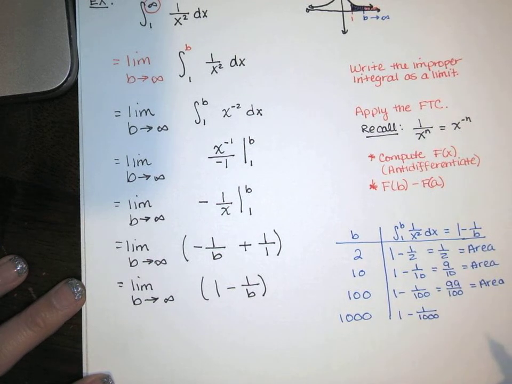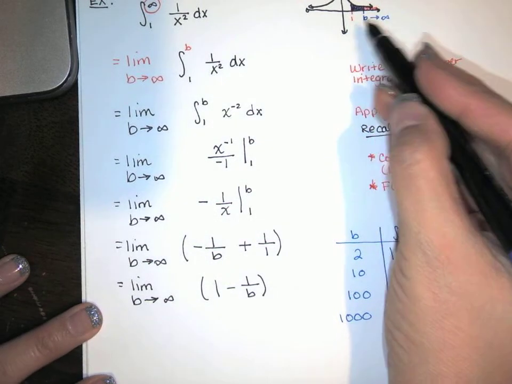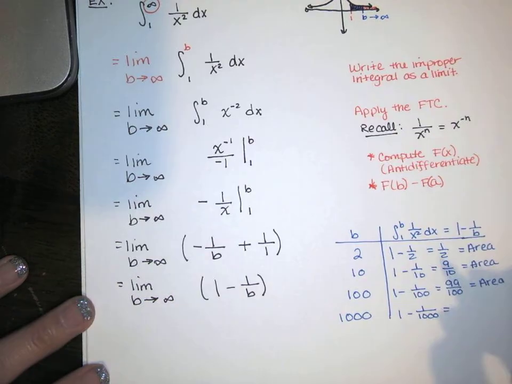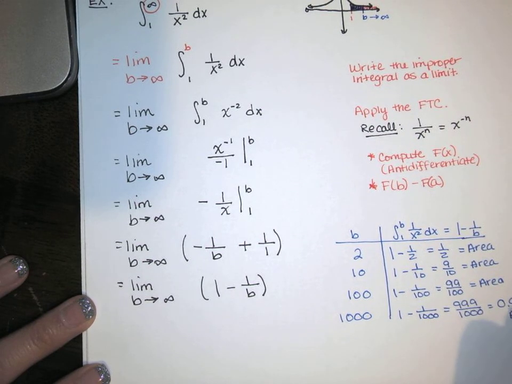Substituting b equals 1,000. Go from 1 to 1,000. Area under the curve from 1 to 1,000. Totally legal. Fundamental theorem applies. And I get 999 over 1,000, or 0.999. That's my area.